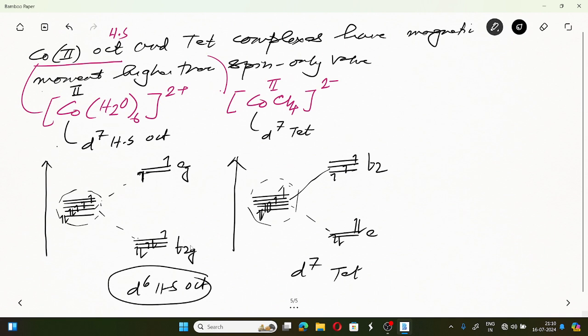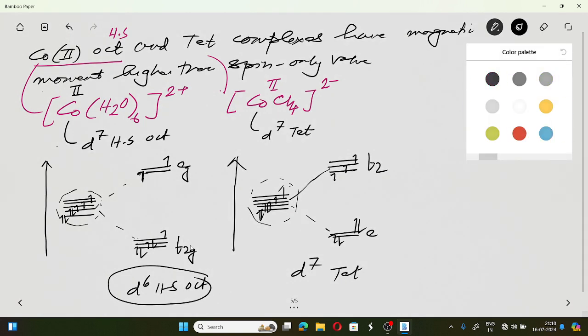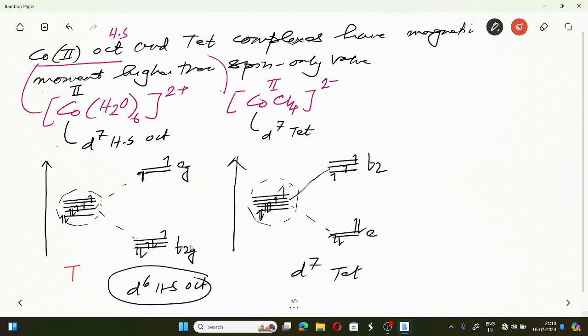So if you write down the ground state term for this one, see what will the ground state be? T, see, total spin is 3/2, so the spin multiplicity is 4, quartet T. D6 and D1 are similar, so it will be quartet T2G. For D6 and D1 orbital diagrams, if you remember the ground state term, they will be similar.